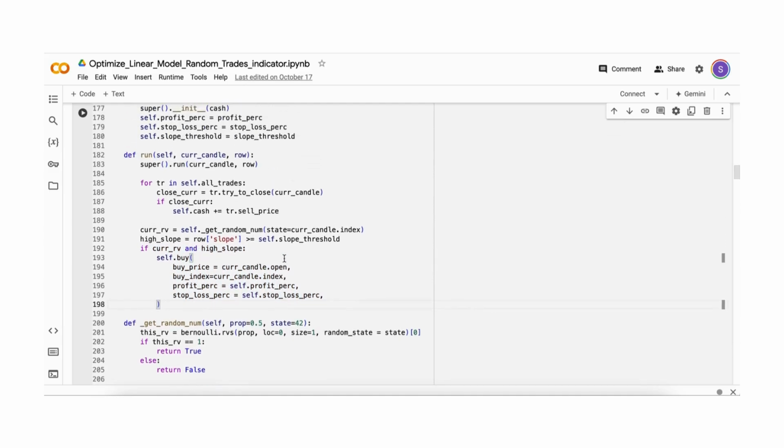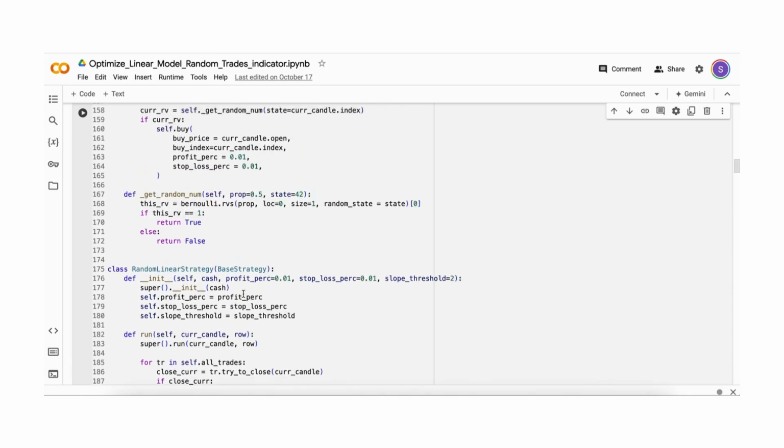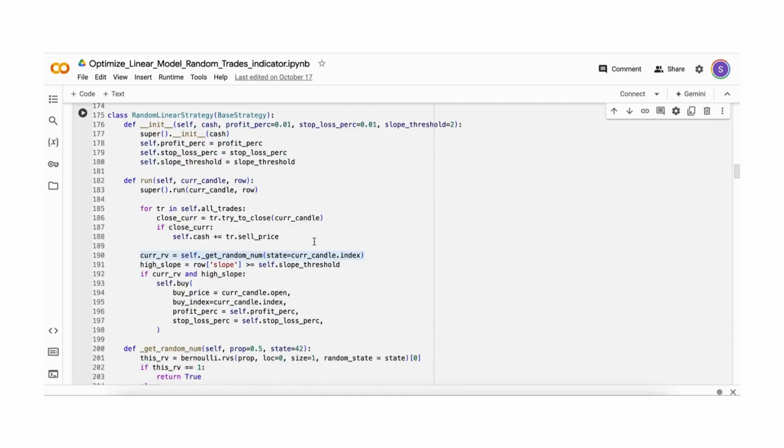And this is a simple one line change over the purely random strategy where we enter if the random variable is 1. But with that simple one line change, we were able to optimize that change and make a much more profitable trading strategy.